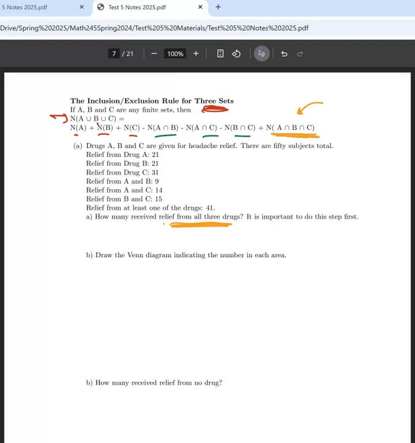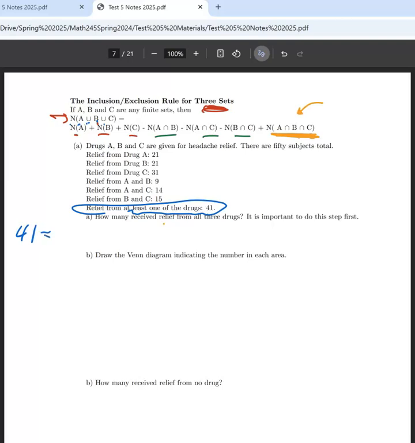All right, so how many received relief from all 3 drugs? So that's what this is. This is going to be what you need to find out first, what's most inside of all of them. So let's start with filling in the blanks. The number of A or B or C, so how many received relief from the drug A or the B or the C, that's 41.